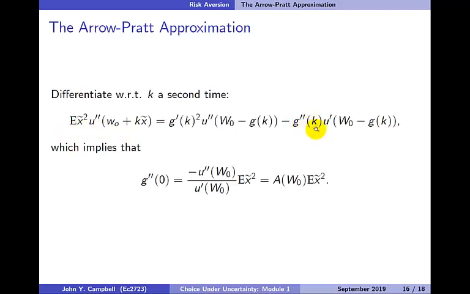G double prime of 0, well, if we rearrange this equation, and again, remember we're setting k equals 0, we're going to get that the second derivative of G is minus u double prime, the second derivative of utility, divided by the first derivative of utility, times the mean of x squared. So it's this stuff on the left, and then we get this marginal utility on the right. But what is this? This is just absolute risk aversion, A of W0, times the mean of the square of the risk.